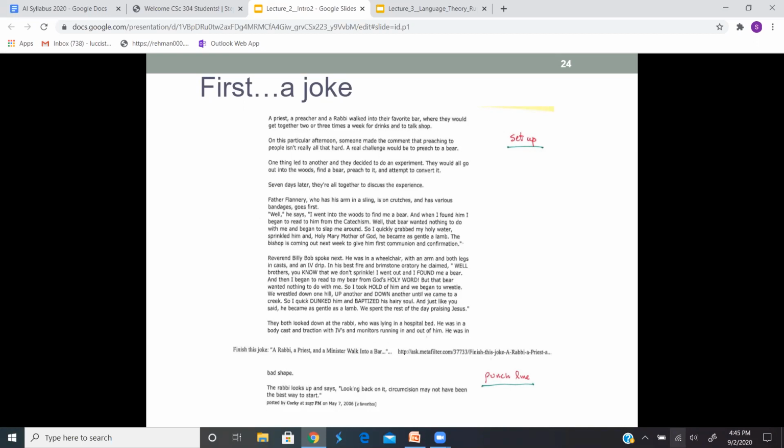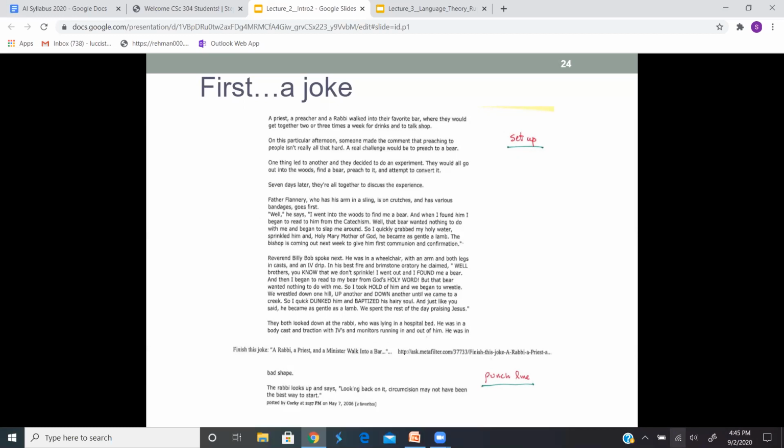Father Flannery, that's the priest, of course, that's a good Irish name, has his arm in a sling like this. And he's on crutches. And he's got various bandages. He goes first. All right. Well, he says to the other two religious folks, I went into the woods to find me a bear. And when I found him, I began to read to him from the Catechism.